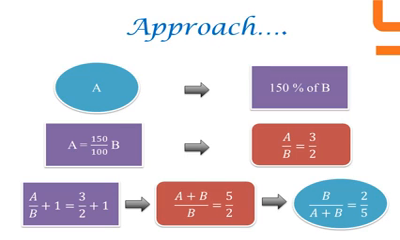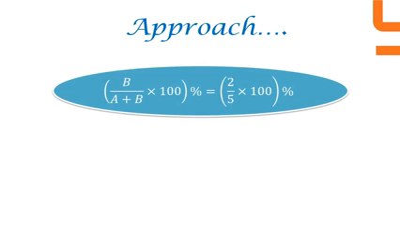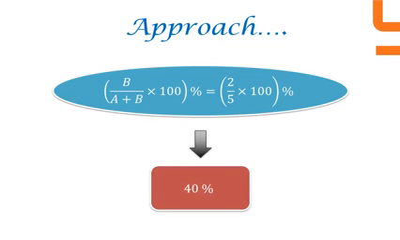Okay. Now again, it is a question regarding percentages. So B is what percentage of A plus B? So what do you have to do? Just multiply 100 on both the sides. Okay. So B by A plus B into 100. So what will be the answer for that? 2 by 5 into 100. And the answer is 40%. Right? 2 by 5 into 100 will give you 40. So our answer option is B.